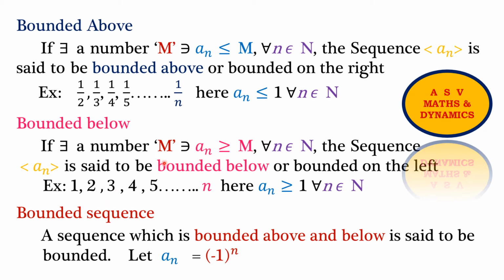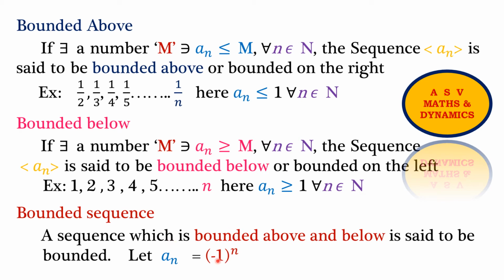So what is bounded above, what is bounded below means you have to write the series. If a_n is small but the number is big, it means it is bounded above. If a_n is big but the number is small, it means it is bounded below. A bounded sequence means both bounded above and below combined. I guess you have to tell.